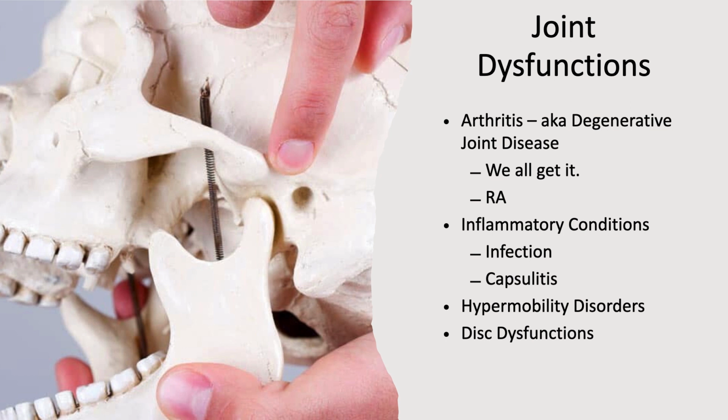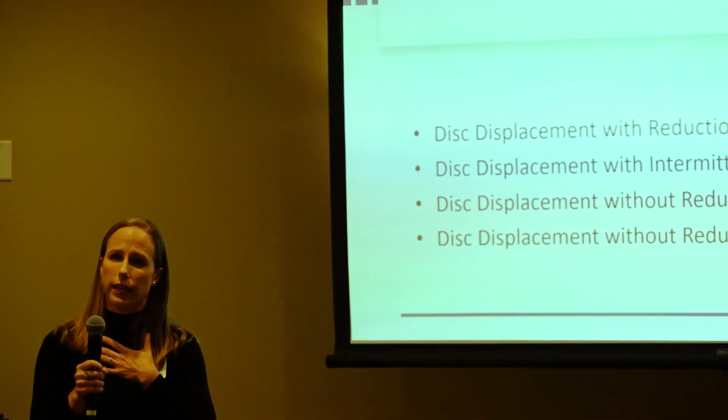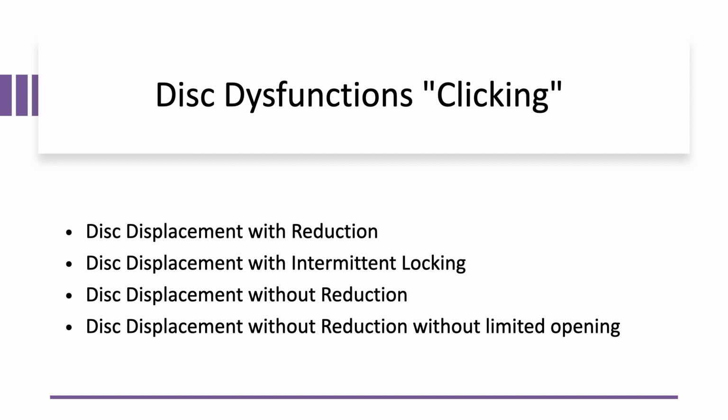So we have a disc displacement with a reduction, and I'll show you what this looks like in a picture on the next slide. But that's where the bone is clicking onto the disc, clicking off of the disc. They have a double click when they open and close. Sometimes you can't always hear both of them, but usually they're there if it's repeated every time.